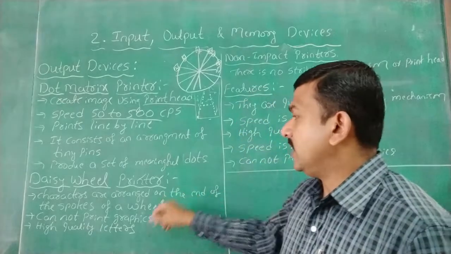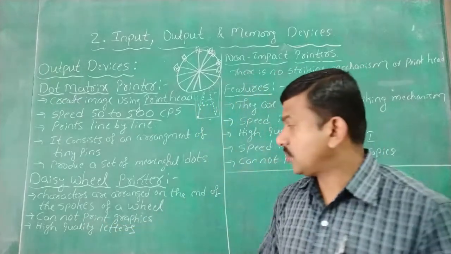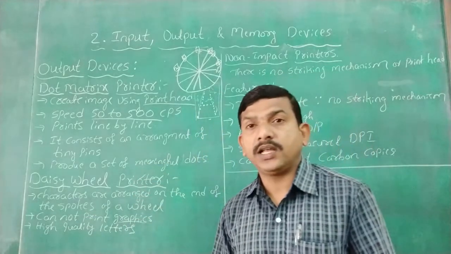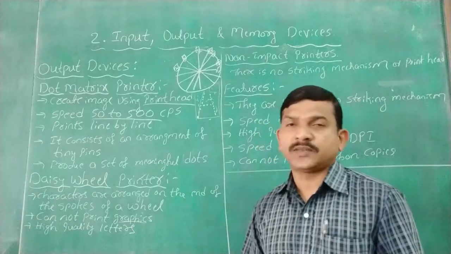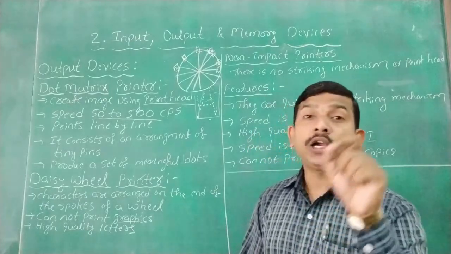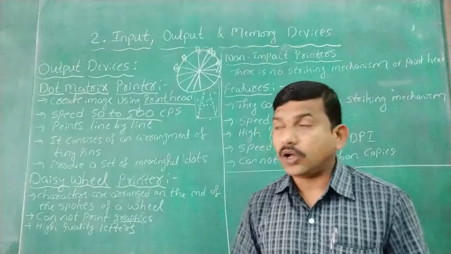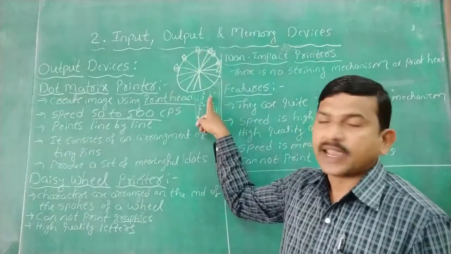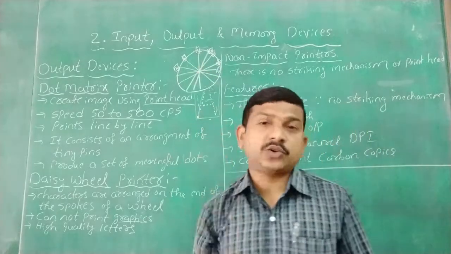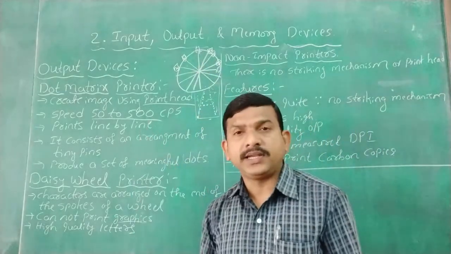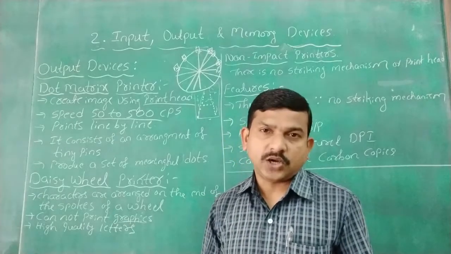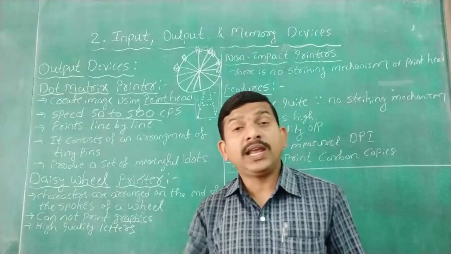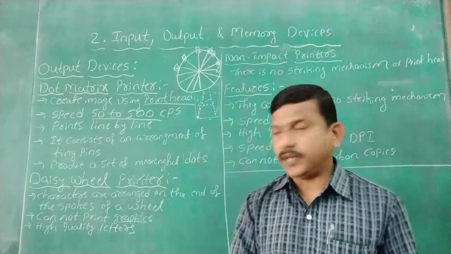Is it clear? So it cannot print graphics. This is one of the important points here. The daisy wheel printer prints only characters or numbers. It cannot print graphics because, assume that this is one wheel, it contains some spokes, and at the end of the spokes we have only some letters and numbers. Only that will be printed. There are no images or extra symbols. That's why we cannot print images. Only text and numbers we can print.